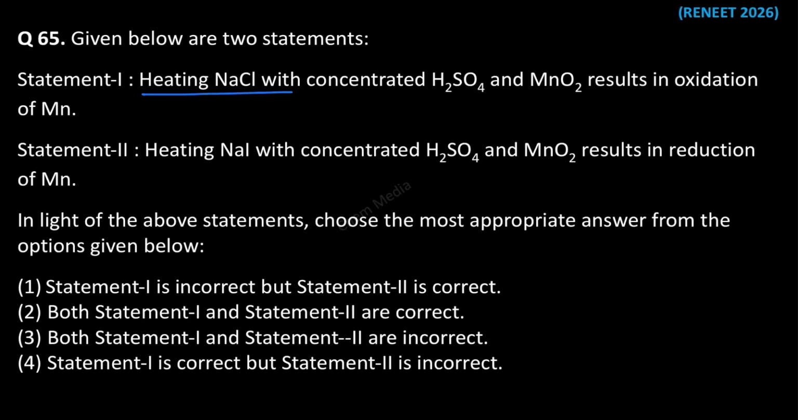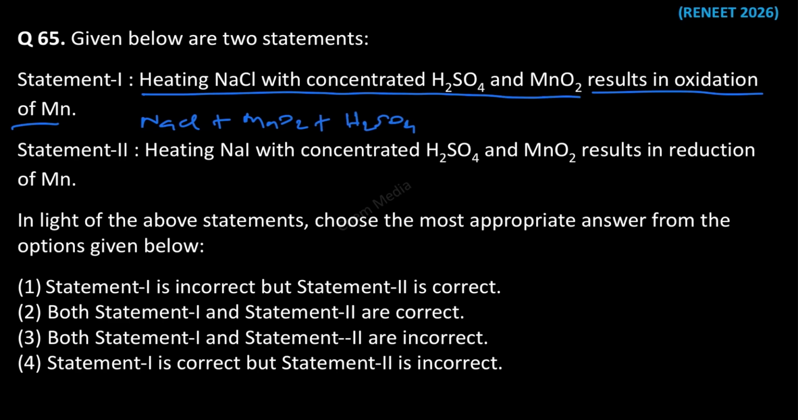Heating NaCl with concentrated H2SO4 and MnO2 results in oxidation of manganese. Let us write the reaction. If we are heating NaCl with MnO2 and H2SO4, then Cl2 gas will be released, and then we would also get MnCl2 and also sodium bisulfate and water. These are the things we would get.